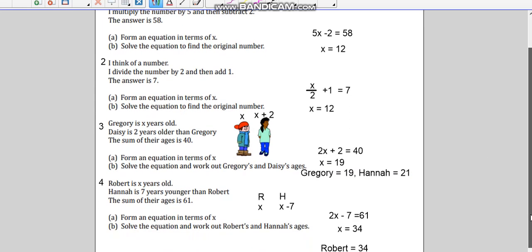Last one of this type, we've got Robert is x years old, so there's Robert. Hannah is 7 years younger, so she is x take off 7, and the sum of their ages is 61. So the equation is 2x minus 7 equals 61, and that comes from adding those two together. And we solve that, we get x is 34, therefore Robert is 34 and Hannah is 27.